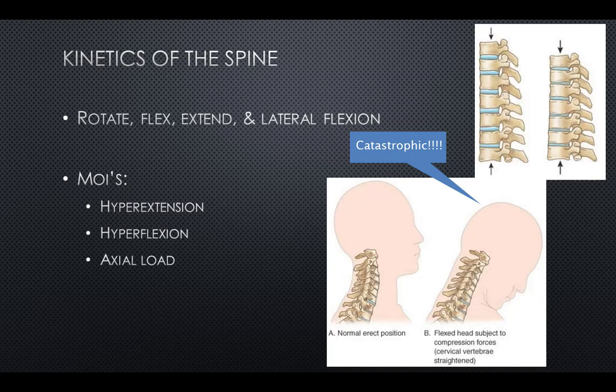The motions that are available in the spine are rotation, flexion, extension, and lateral flexion, or side bending. Common mechanisms of injury for the spine are hyperextension, where the spine is forced backwards, hyperflexion, where the spine is forced forward, and axial loading, which is a sudden excessive compression which drives the weight of the body against the head.